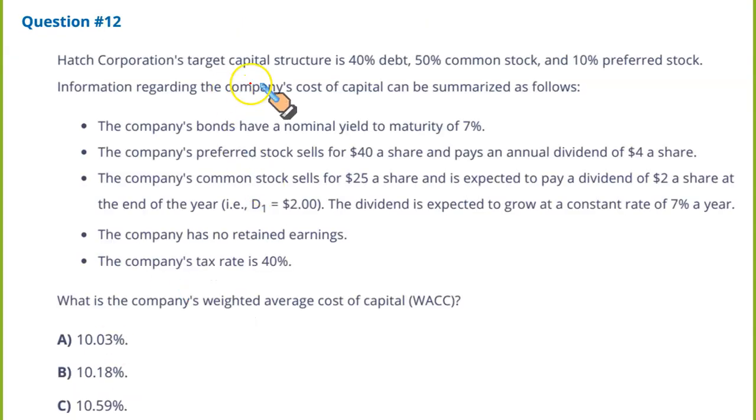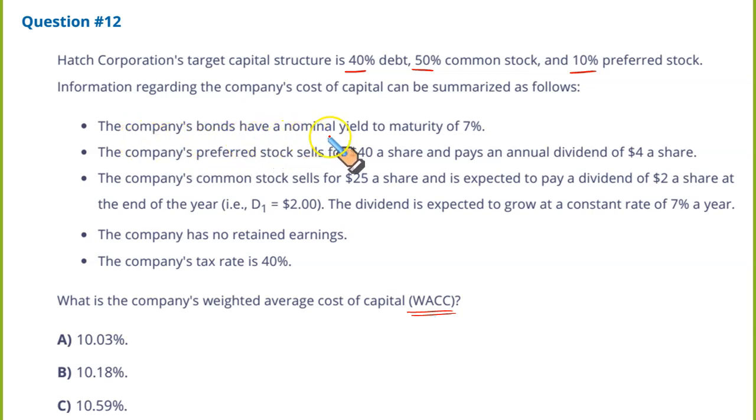Hedge Corporation's target capital structure is 40% debt, 50% common stock, and 10% preferred stock. 3 components: preferred stock, common stock, and debt. Right, what exactly do we need? Weighted average cost of capital. Okay, so we have been given the weights. Let us calculate the cost of the individual components.